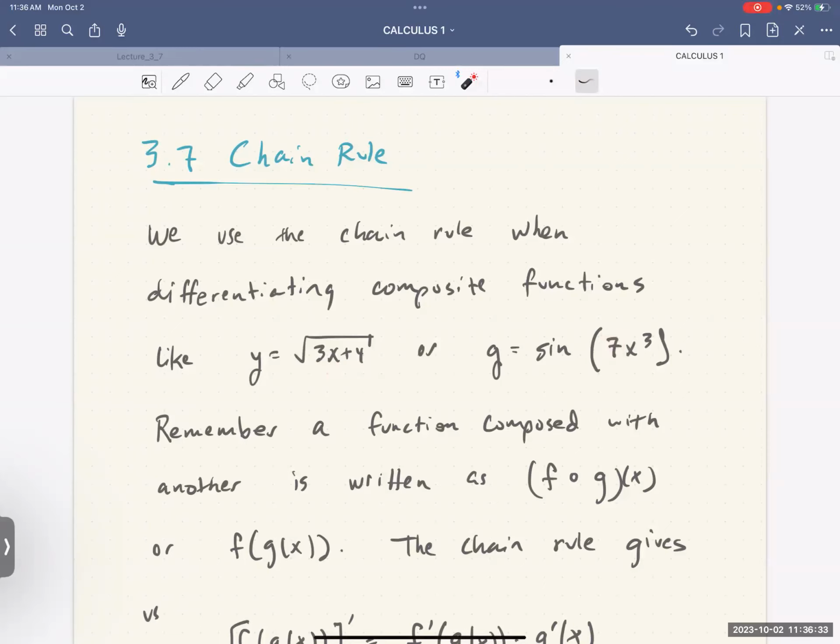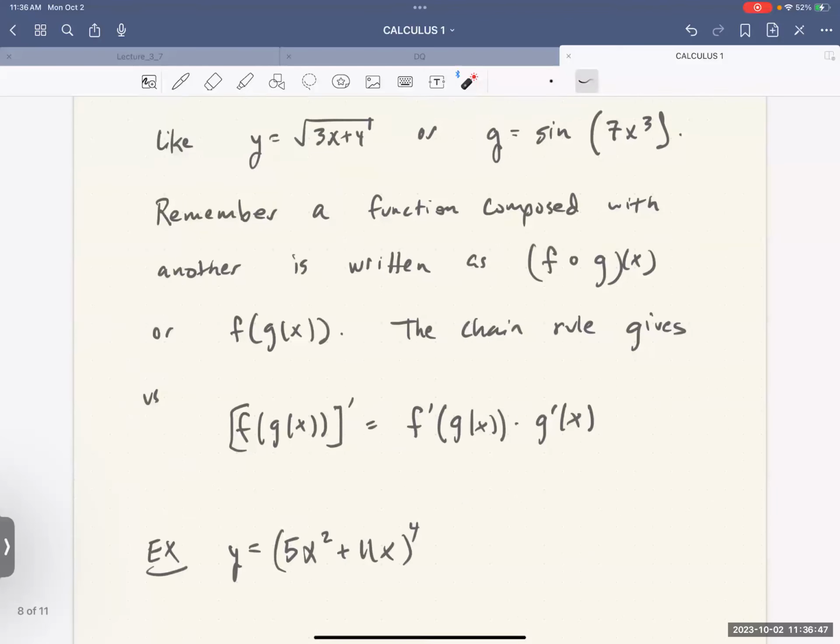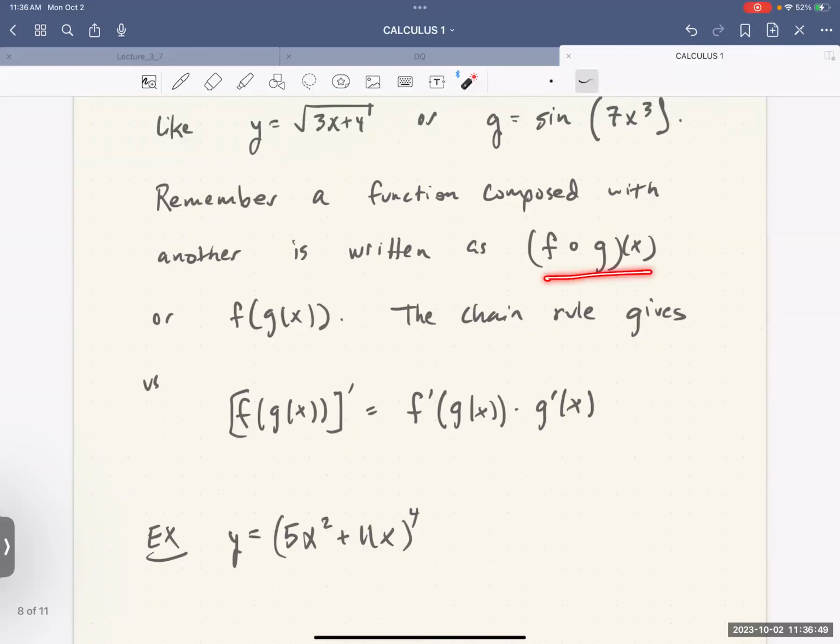If g were equal to sine of x, then the derivative of sine of x is cosine x. But when the input is something other than just x, you need more to the story. A composite function is written as f circ g of x, though I don't like that notation very much. I tend to like this one. And when you take the derivative of a composite function, it turns out to be this.